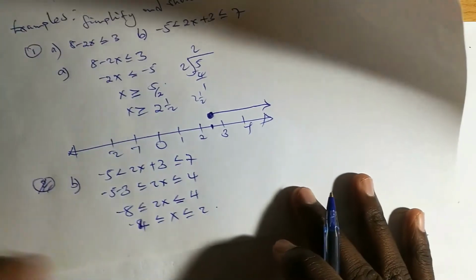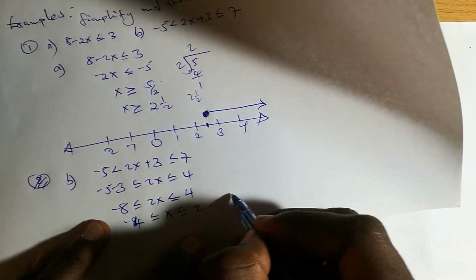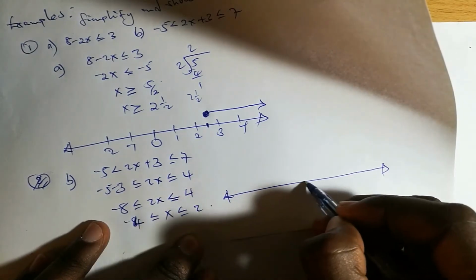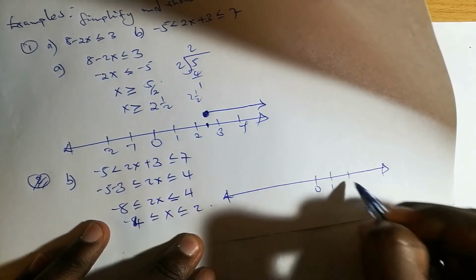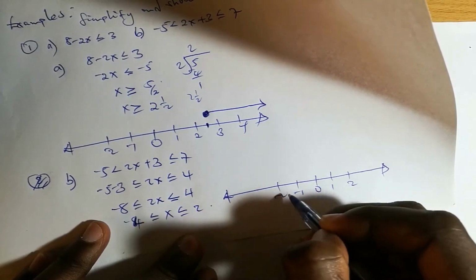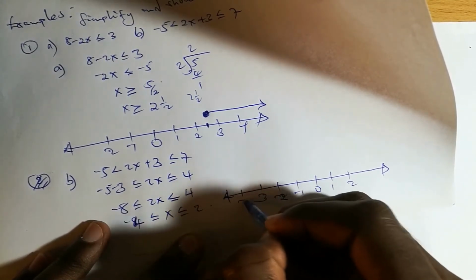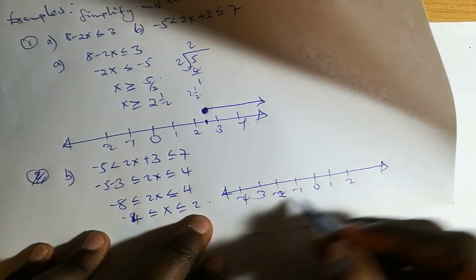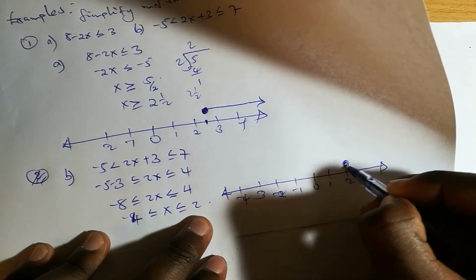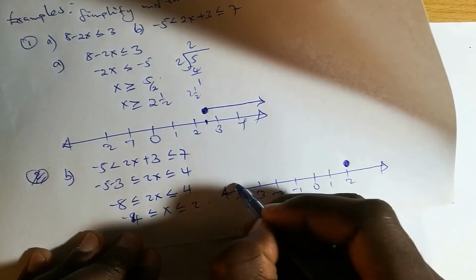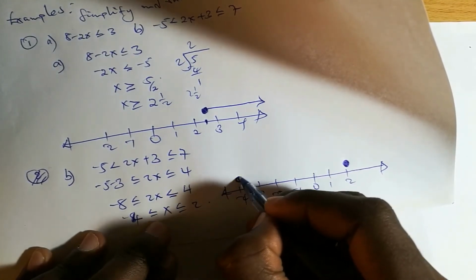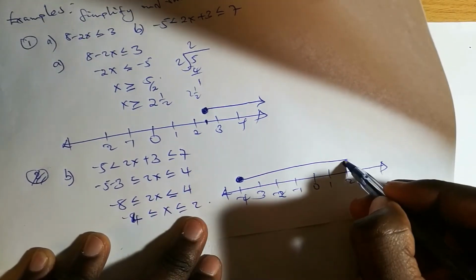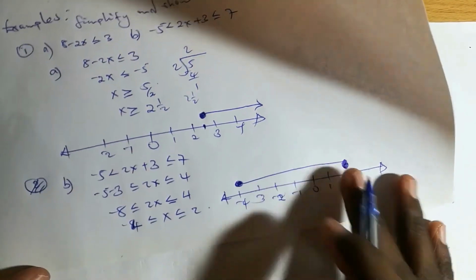Then on a number line, we can see that it's going to be something like this. We have here 0, 1, 2, -1, -2, -3, -4. Here on 2 we have a closed circle, and the same on -4 we have a closed circle because of the less or equal to sign, and join the 2 points. That's our solution on a number line.